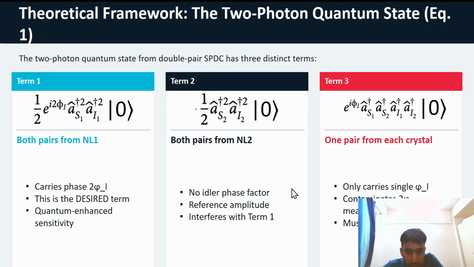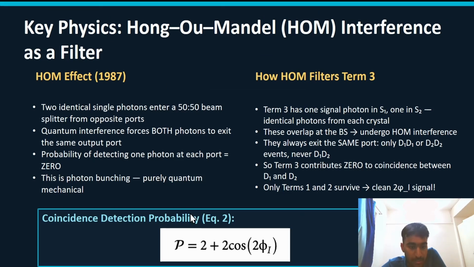Only the first and second terms survive here, and thus we are able to retrieve the 2 phi I phase interference pattern, and extract the 2 phi I factor out. And here we can see that the coincidence detection probability is 2 plus 2 cos 2 phi I, which is again an improvement over the single photon coherence, induced coherence, from phi I to 2 phi I.